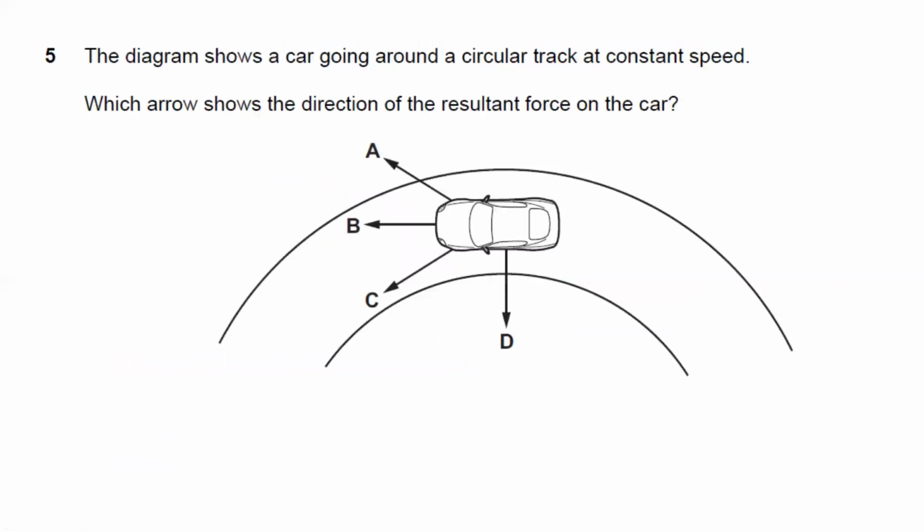Next question. Question number 5. It says the diagram shows a car going around a circular track at a constant speed. Which arrow shows the direction of the resultant force on the car? So the car is moving in a circular path. In a circular path, the centripetal force will be acting on the car, and that force will be directed towards the center of the circular path. So this force that is shown by D is going towards the center of the circular path. So answer D would be the right answer.